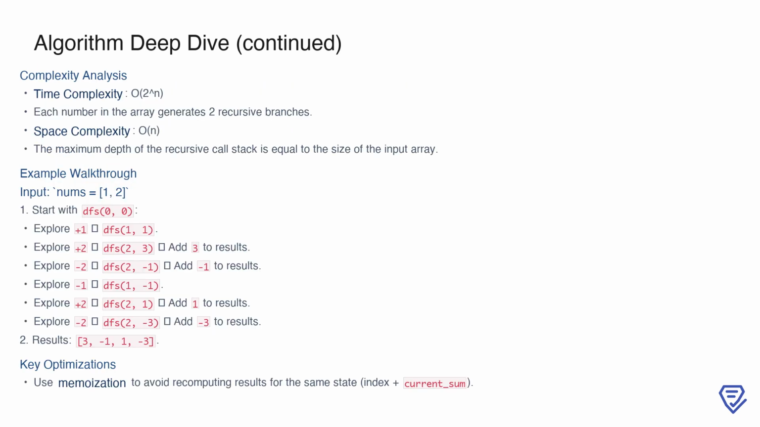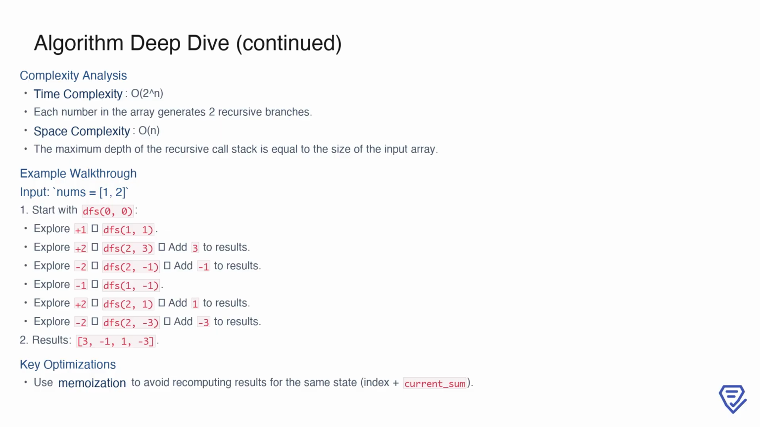Let's analyze the complexity of this approach. The time complexity is 2^n, since each number in the input array leads to two recursive branches. This exponential growth comes from the need to explore all possible combinations of plus and minus signs for the numbers. The space complexity is n, as the maximum depth of the recursion is equal to the size of the input array. Now, let's walk through an example.